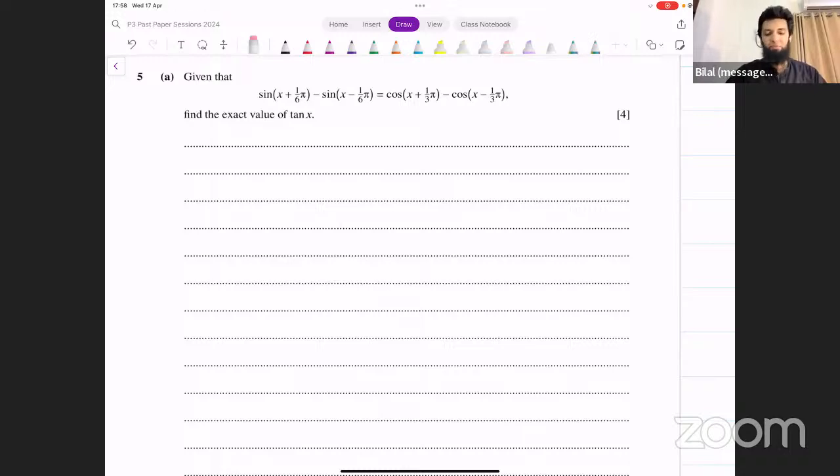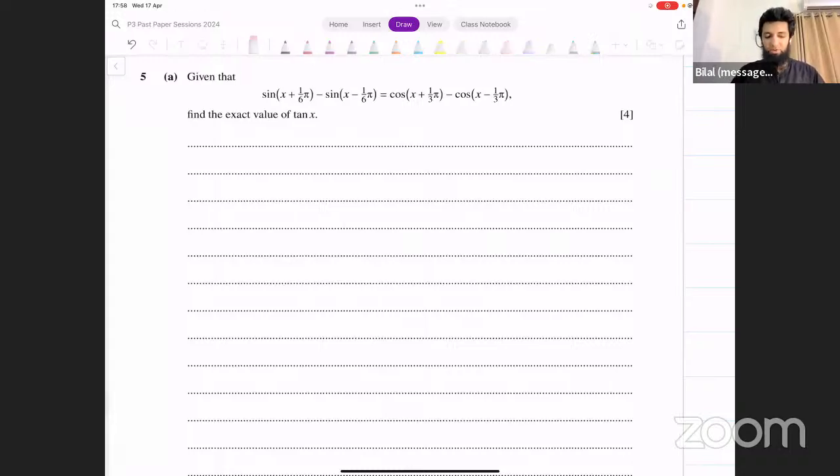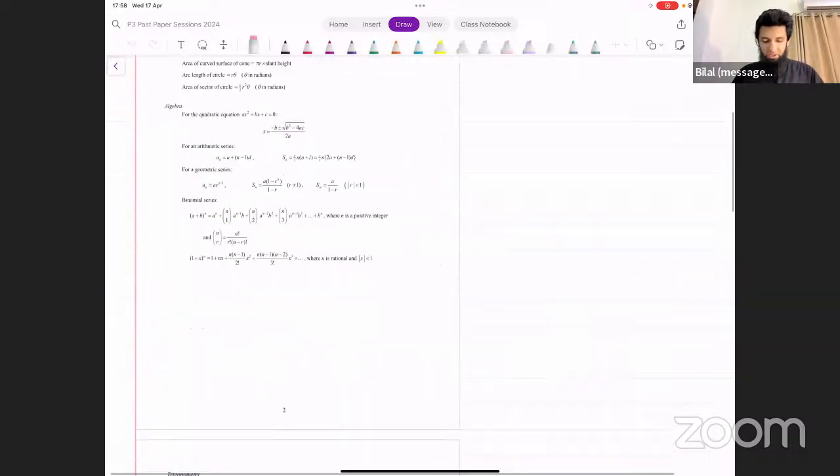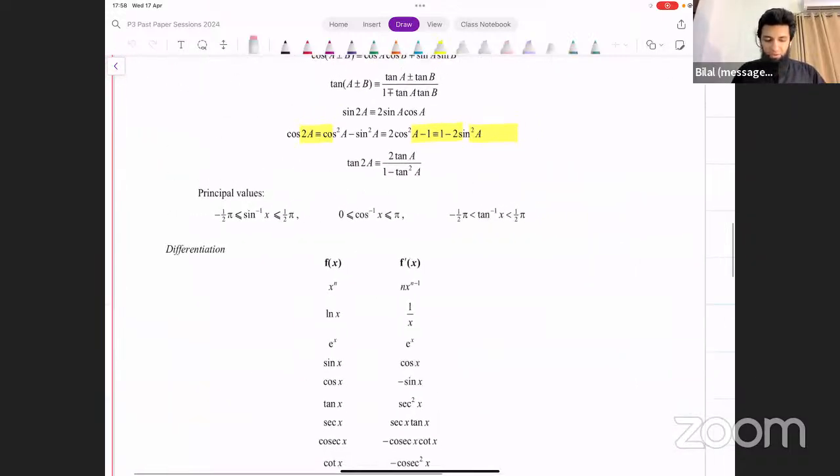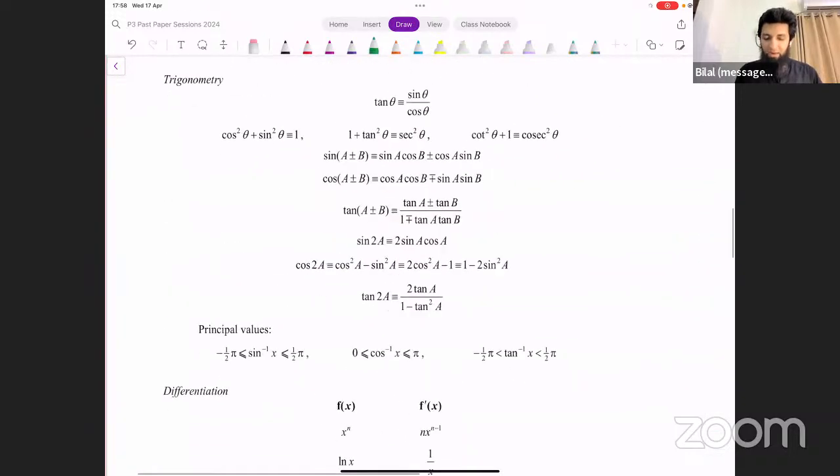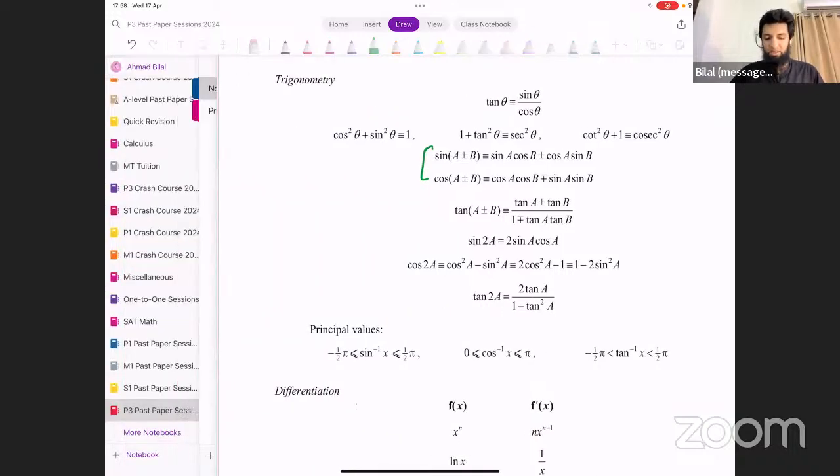Now, how do you do that? You have the identities in the formula sheet. Let me show that to you quickly. This is the formula sheet that you get. We are going to be using the compound angle identities for sine and cos: sine of a plus b, sine of a minus b, cos of a plus b, cos of a minus b. That's what I'm going to be using there.